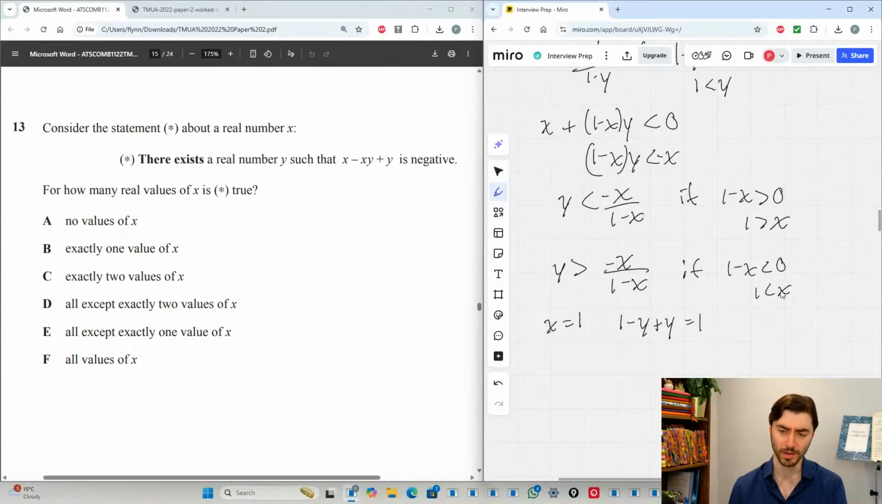So let me just check that works. For any x bigger than that, I can even try x equals 1.1. I just plug that in. Okay, so it's not true for x equals 1. So it's true for all except for one value of x.